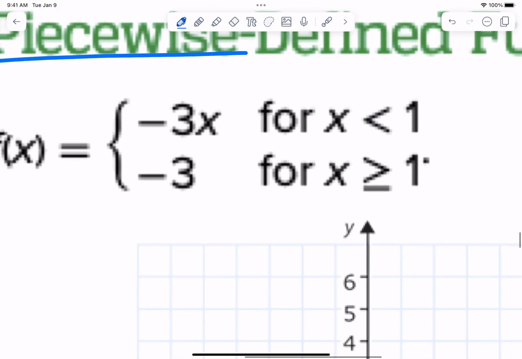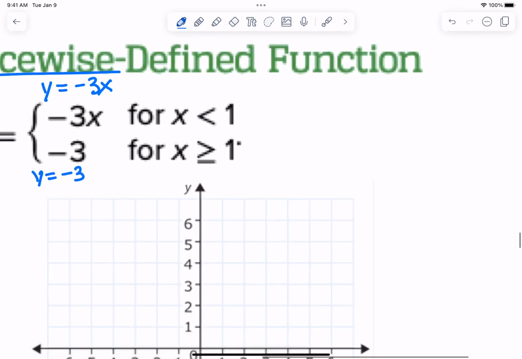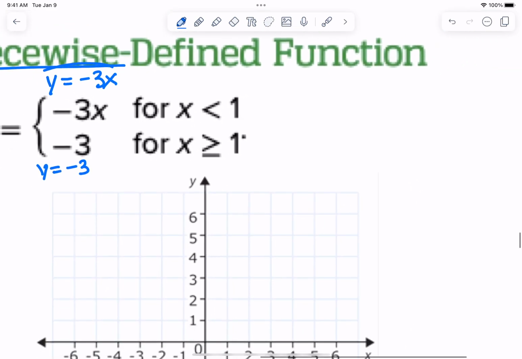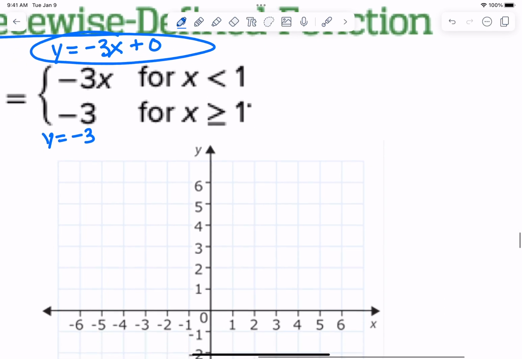And to graph it, the easiest thing for me to do is change them and make them say y equals negative 3x, okay? Then that kind of helps me look at it as a linear function. This guy says y equals negative 3, okay? Got it? All right, so y equals negative 3x, I'm going to graph him first. If we just graph this guy, he's like negative 3x plus 0.